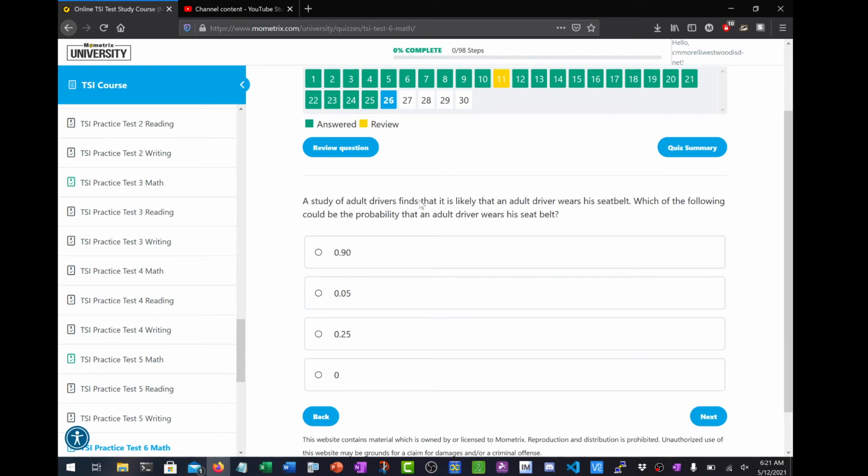Okay, 26. A study of adult drivers finds that it is likely that an adult driver wears his seatbelt. Which of the following can be the probability that an adult driver wears his seatbelt? All right, you just want to pick the highest number.